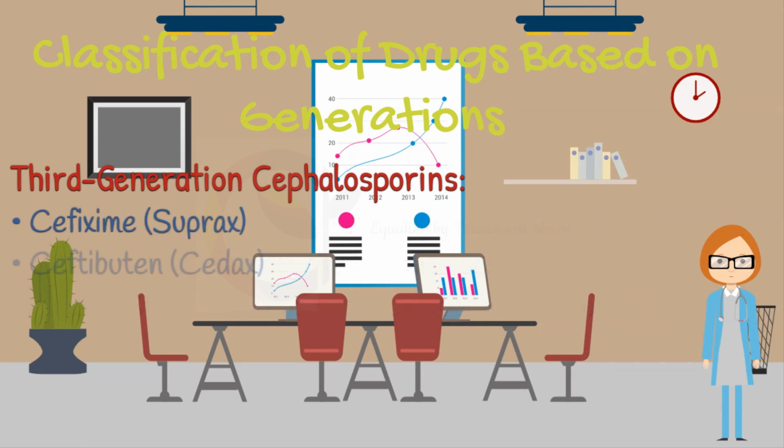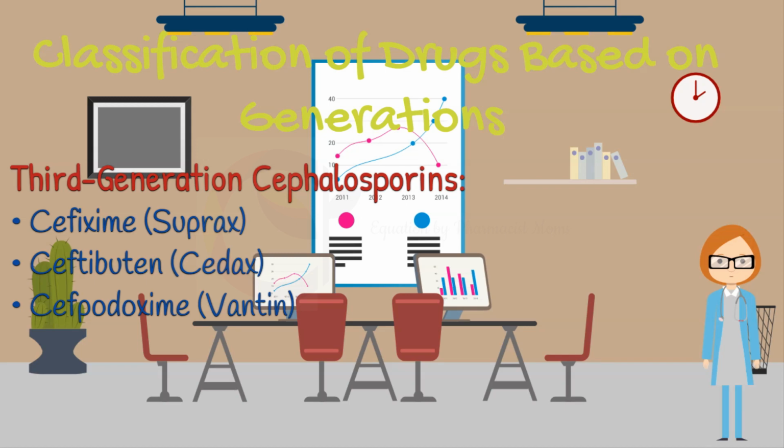A few examples of third-generation cephalosporins include cefixime, having brand name Suprax; ceftibuten, having brand name Cedax; cefpodoxime, having brand name Vantin.